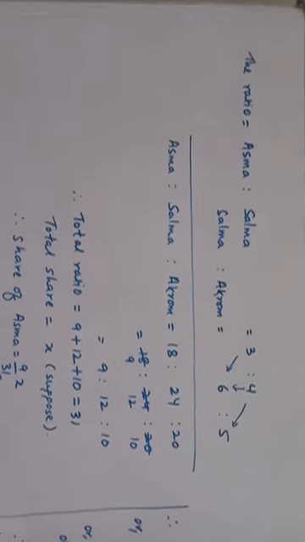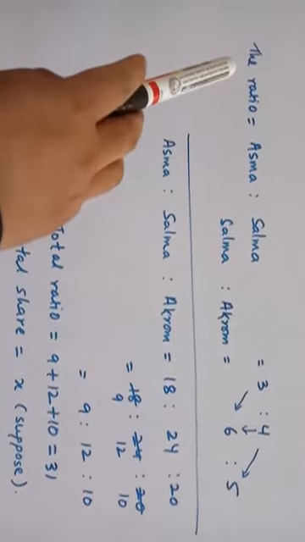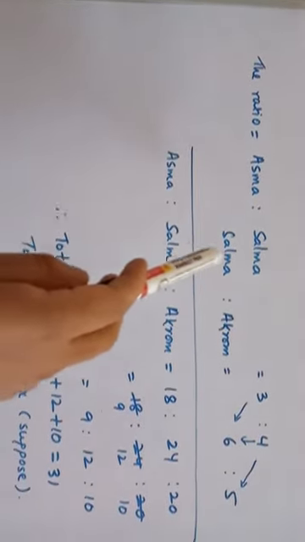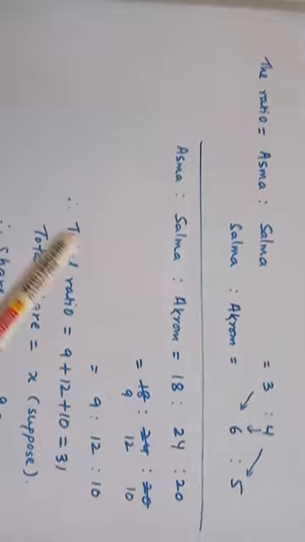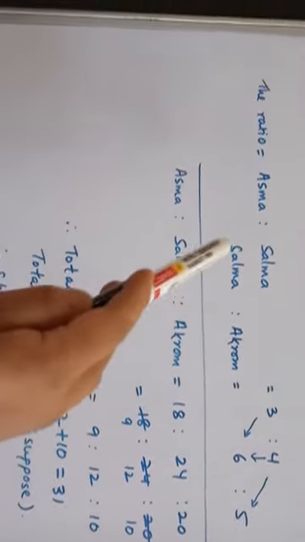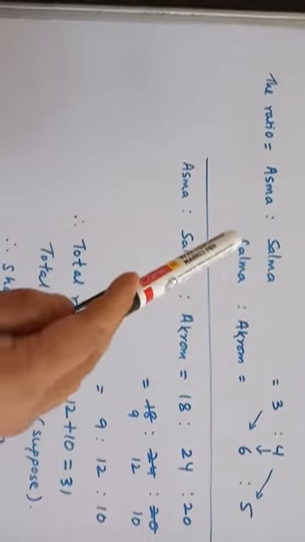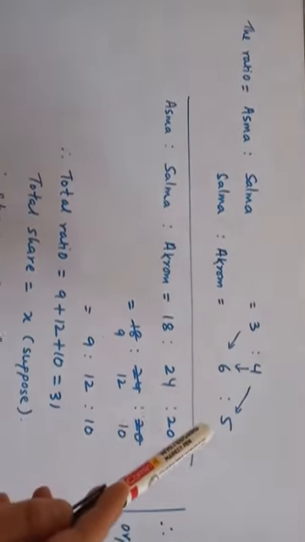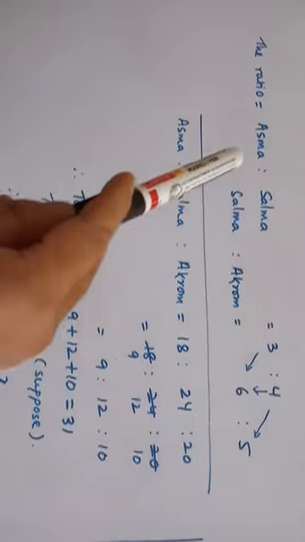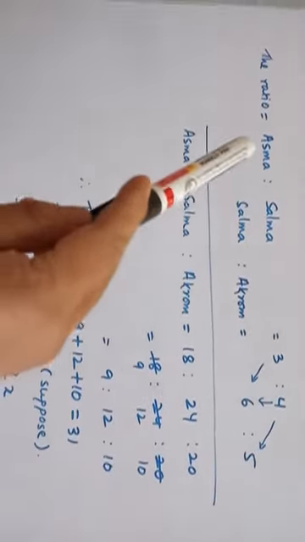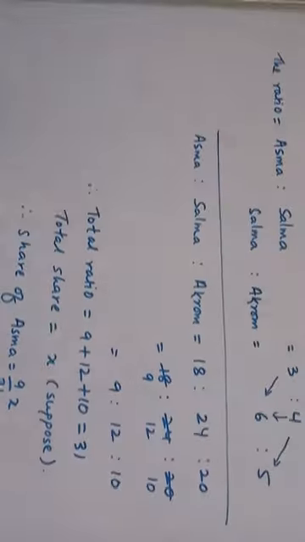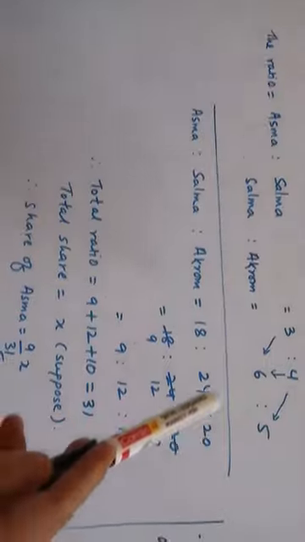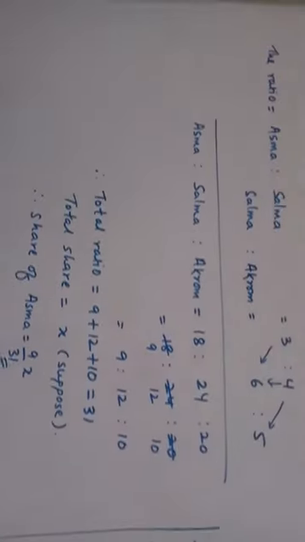Now have a look at this solution. As already mentioned, this person Salma was repeated. Now the first ratio, Asma is to Salma, was 3:4. And next is Salma is to Akram. So you have to keep this ratio accordingly such that there won't be any confusion. And Salma is to Akram was 6:5. Now here, since there are three persons but one person is repeated, we need to find their ratio this way: Asma, Salma, Akram. Now here you can see we got three ratios but their values are different.